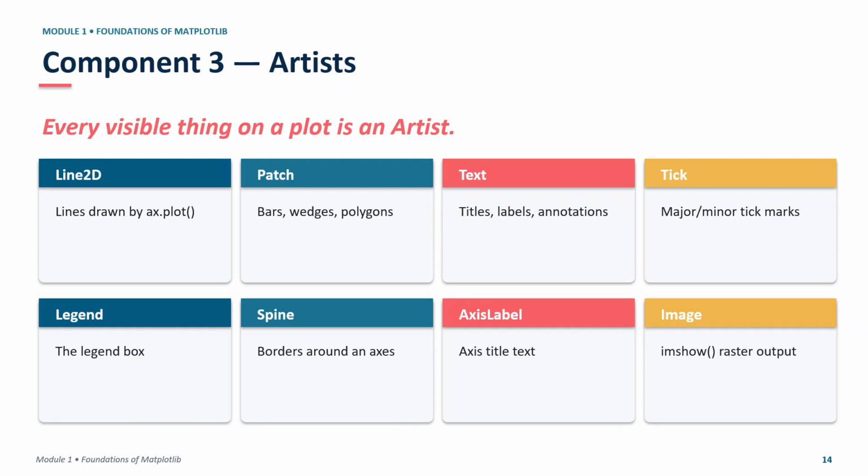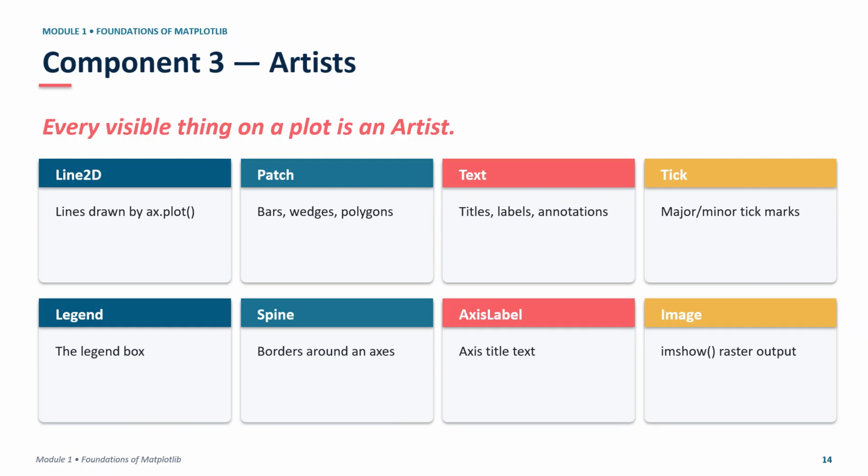Next is the tick. A tick is the smaller mark on the axis. There are major ticks and minor ticks, and you can control their size, shape, direction, and frequency. Next is the legend. The legend box is created by ax.legend(). It is itself an artist containing smaller artists inside. Spine: the four borders, that is the top, bottom, left and right of an axis, are called spine artists. You can make them visible or invisible, change their color and move their position.